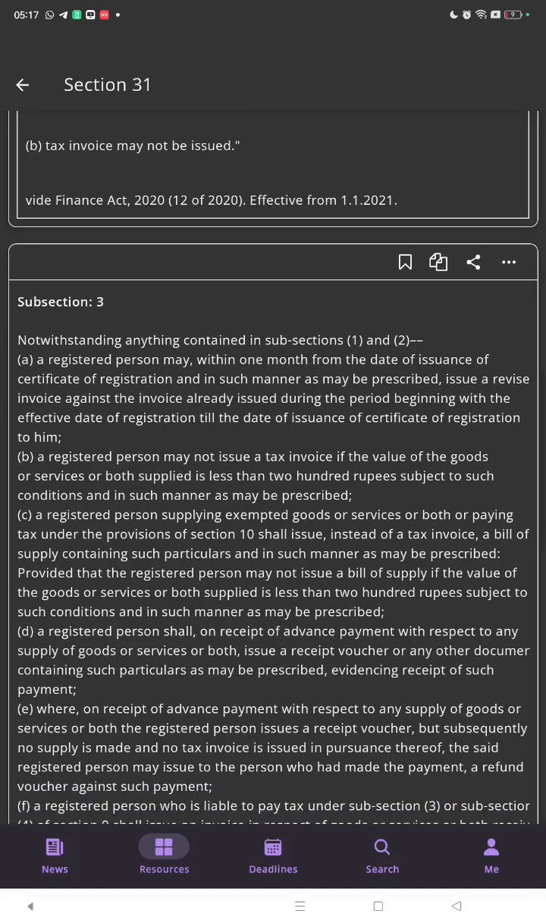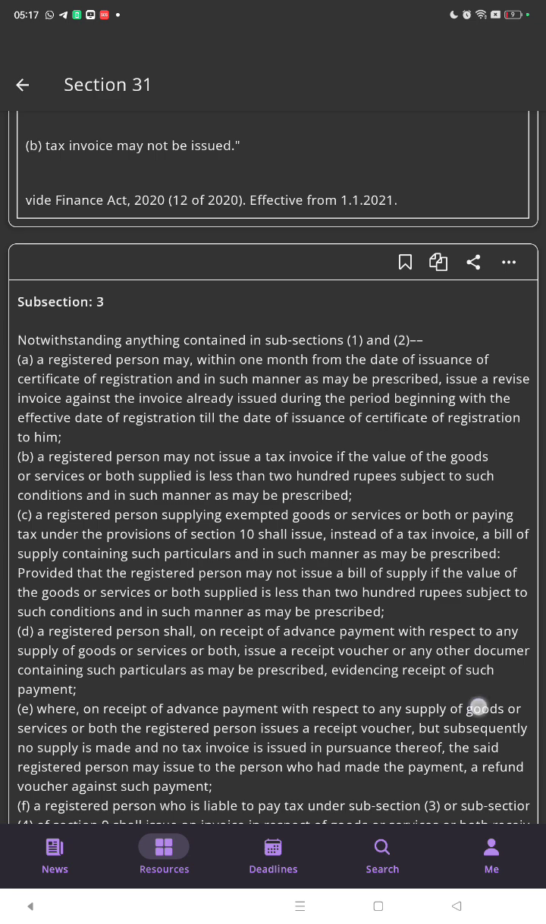Subsection 3. Notwithstanding anything contained in subsections 1 and 2, a registered person may, within 1 month from the date of issuance of certificate of registration, in such manner as may be prescribed, issue a revised invoice against the invoice already issued during the period beginning with the effective date of registration till the date of issuance of certificate of registration.